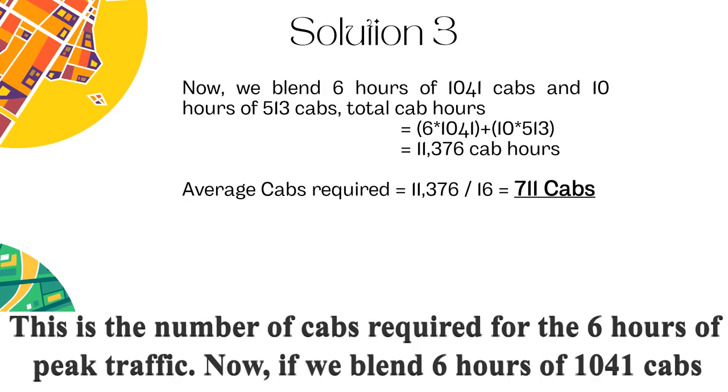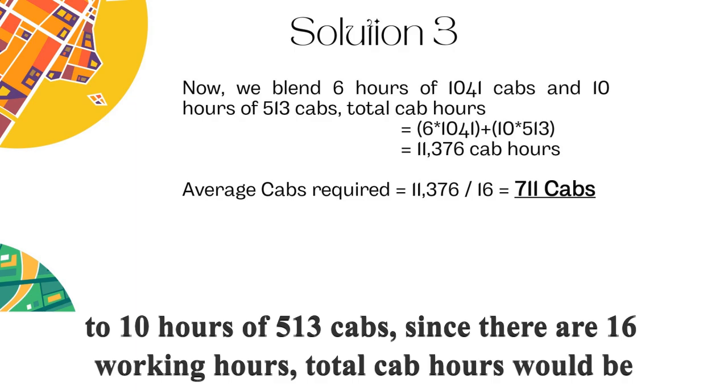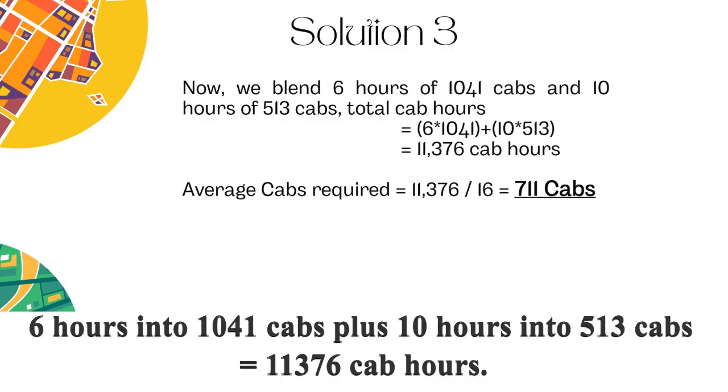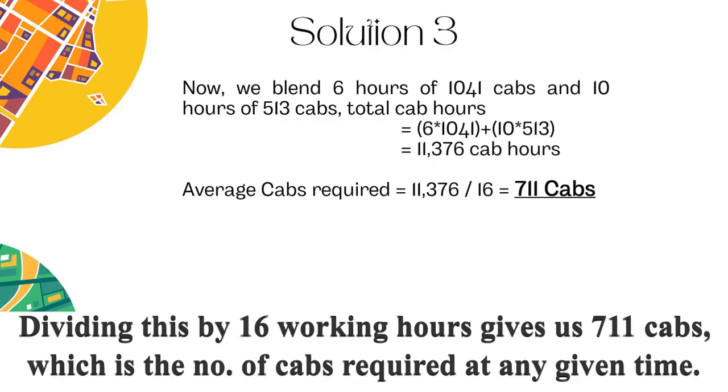Now, if we blend 6 hours of 1041 cabs with 10 hours of 513 cabs, since there are 16 working hours, total cab hours would be 6 times 1041 plus 10 times 513, which is equal to 11,376 cab hours. Dividing this by 16 working hours gives us 711 cabs, which is the number of cabs required at any given point of time.